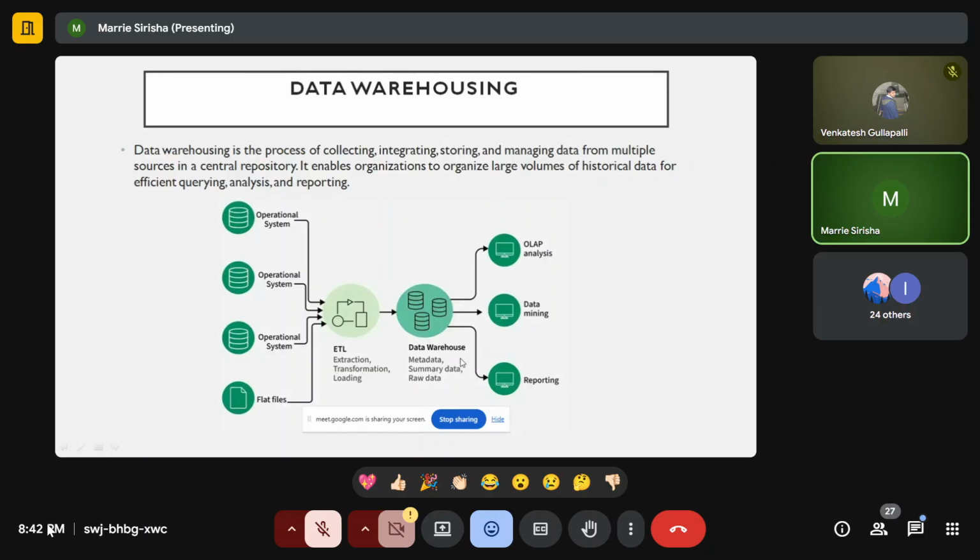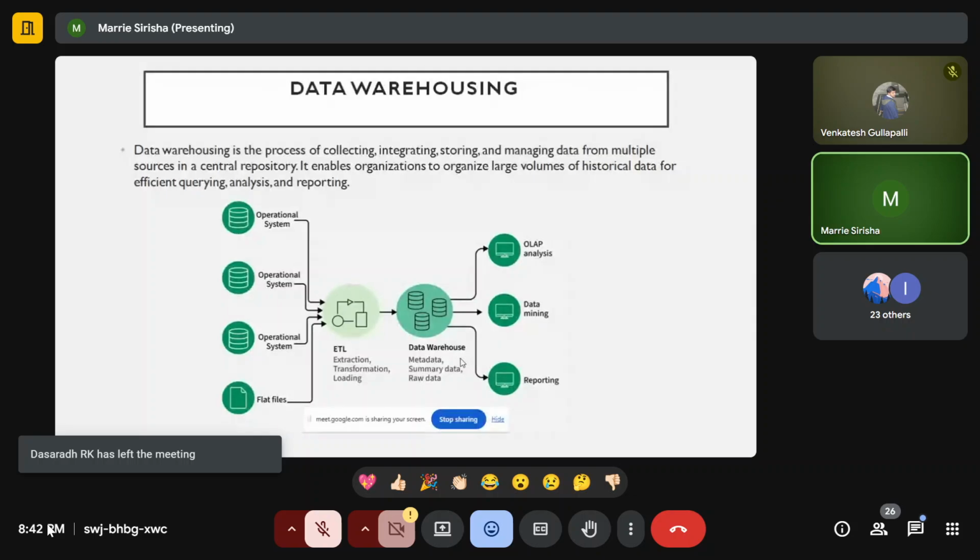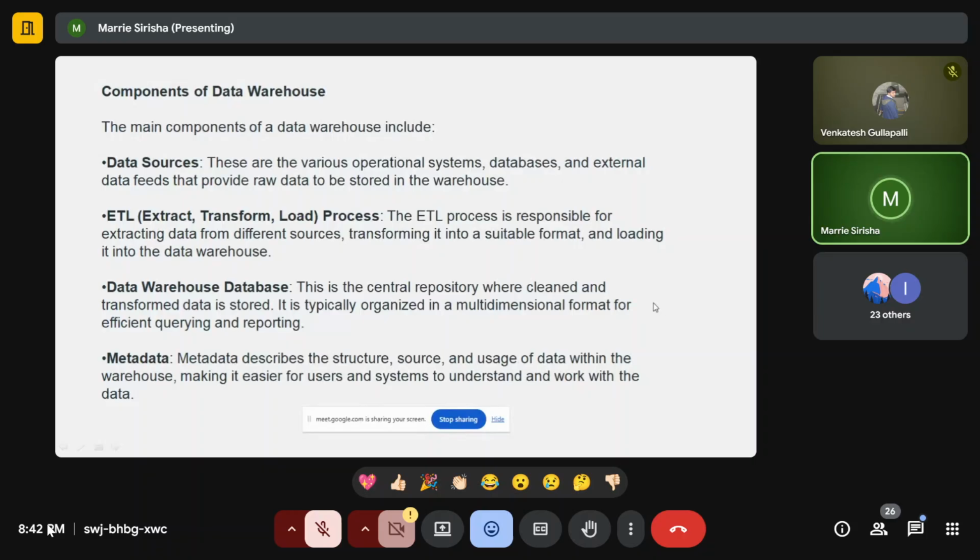Next, metadata. Metadata is nothing but the components inside this, like what kind of data. It describes the structure, source, and usage of data within the warehouse, making it easier for users and the system to understand and work with the data. Metadata defines the structures, source, and usage, so that it helps the users.